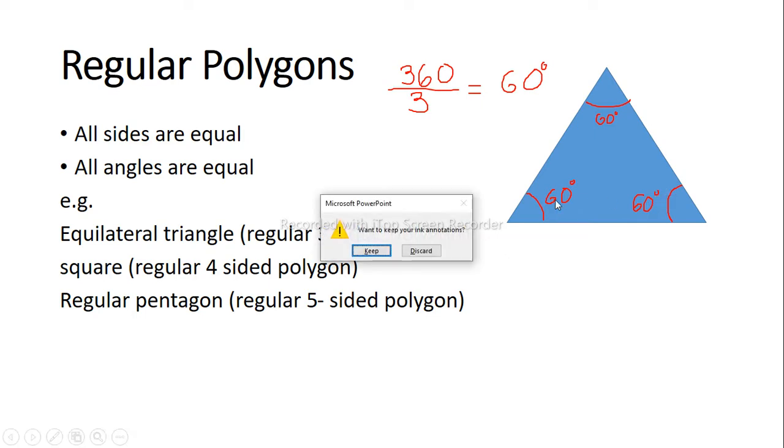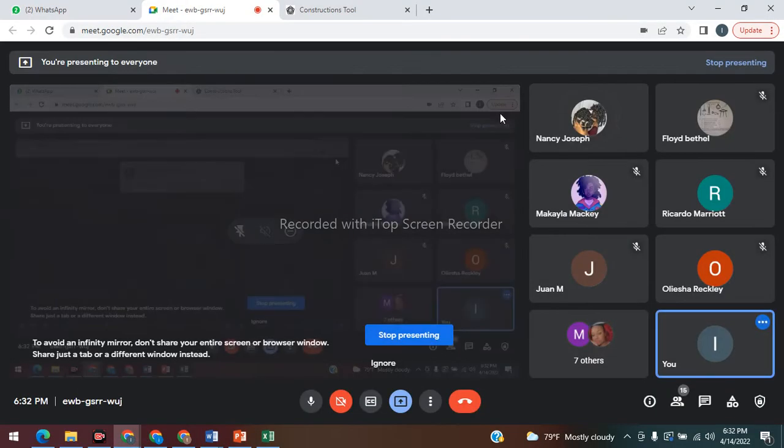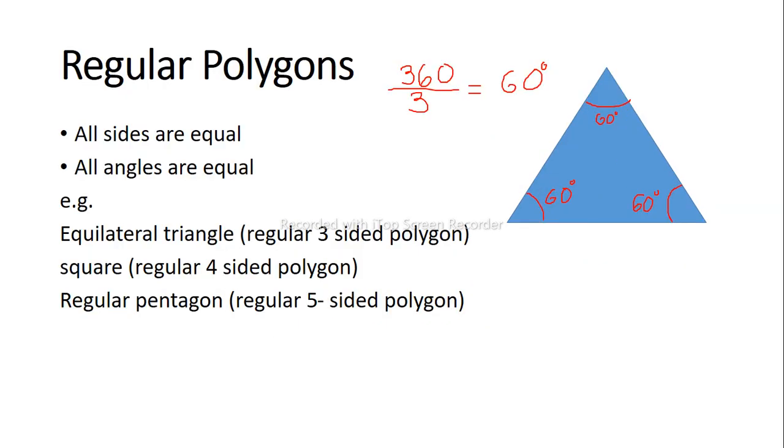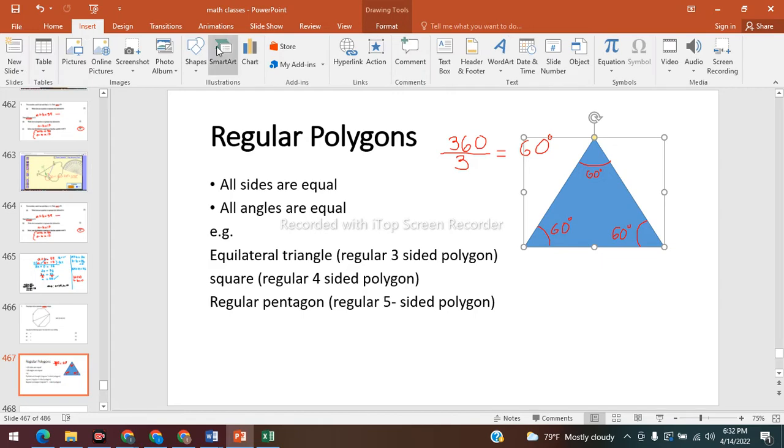Formula of that, regular. And notice how we get the interior angle of a regular polygon. We just take 360 and divide it by 3. So if we do that to get the equilateral triangle, what is going to be the interior angle of a square?